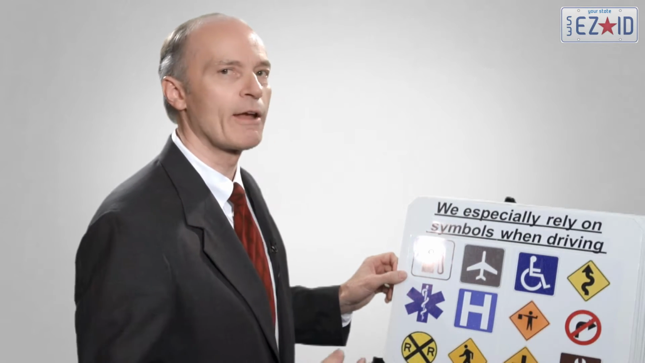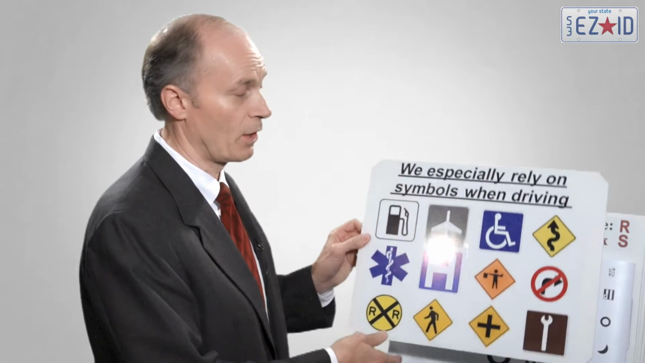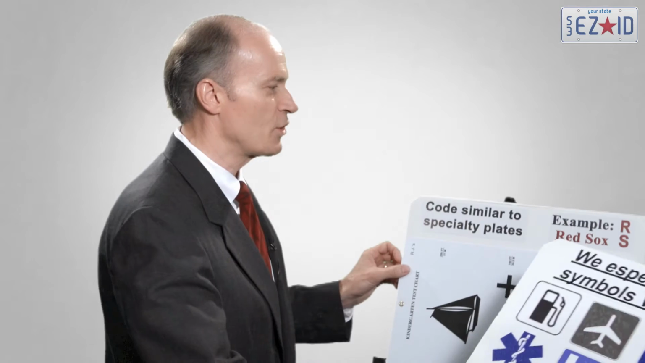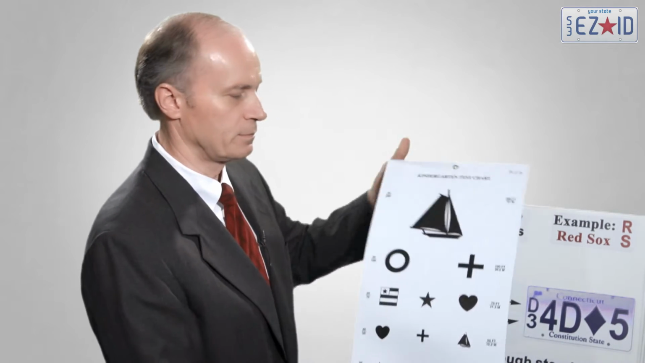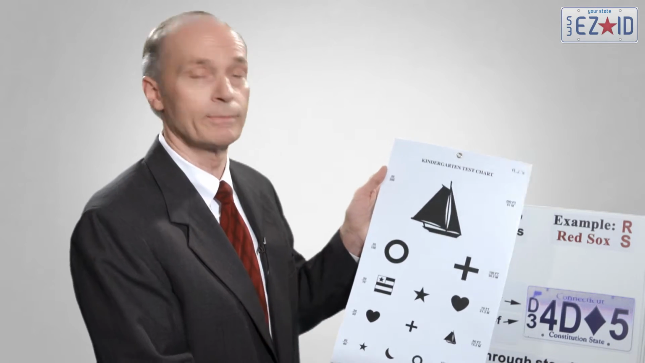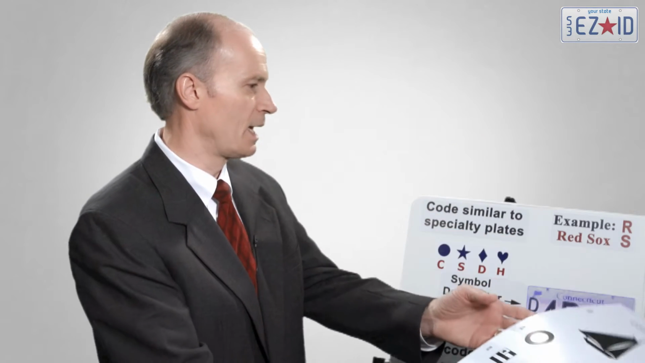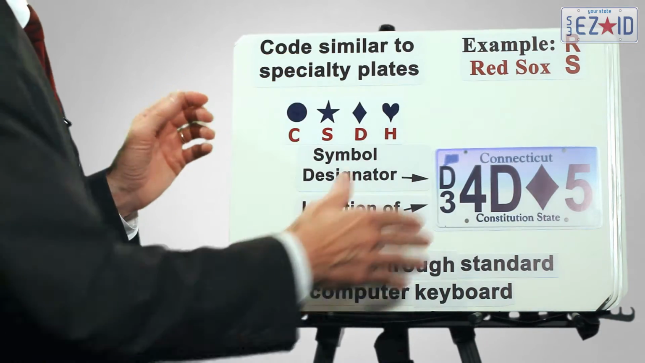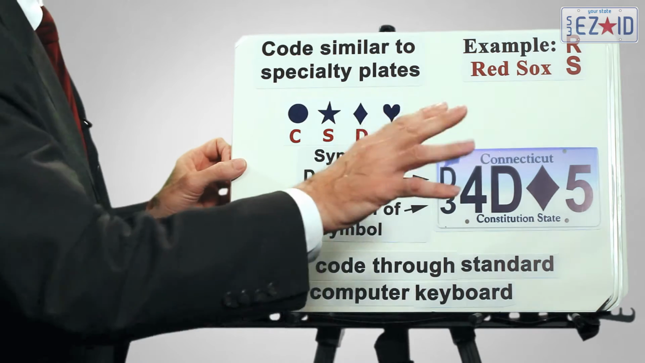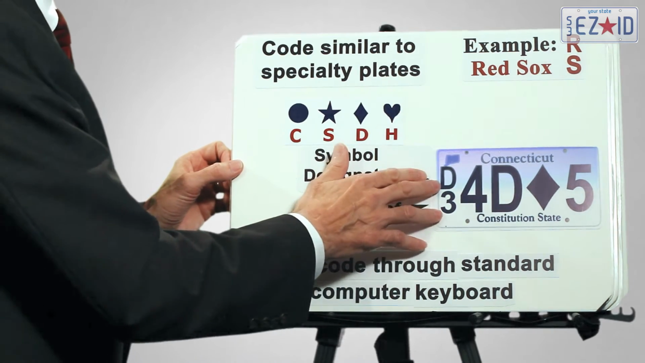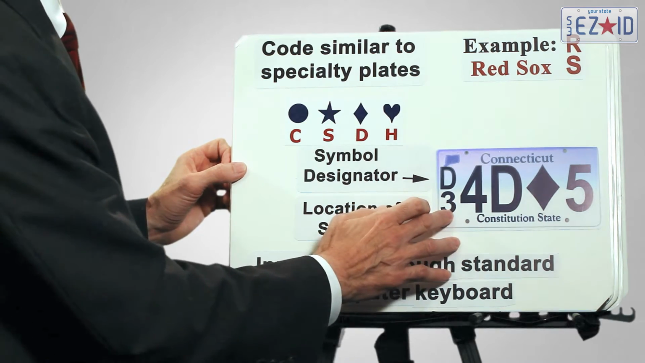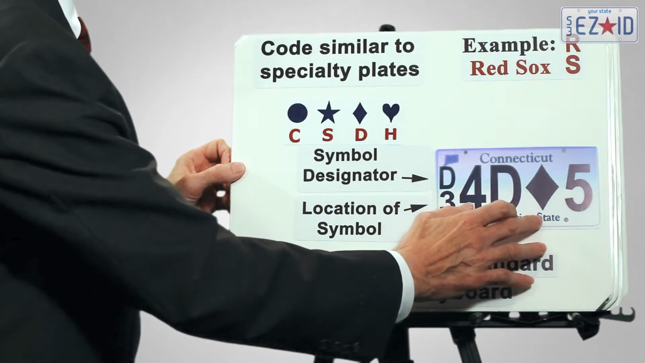We use symbols in our everyday lives, on the highway, on keyboards, everywhere. This is an actual eye chart for children, for people who are illiterate. They use symbols. Now, how do we get that symbol information through a standard computer keyboard? Just like a specialty plate for the Red Sox, they put the RS and then the rest of the characters in. This has a letter over a number, and the letter represents what the symbol is, and the number represents where it is in the sequence, the position on the plate.